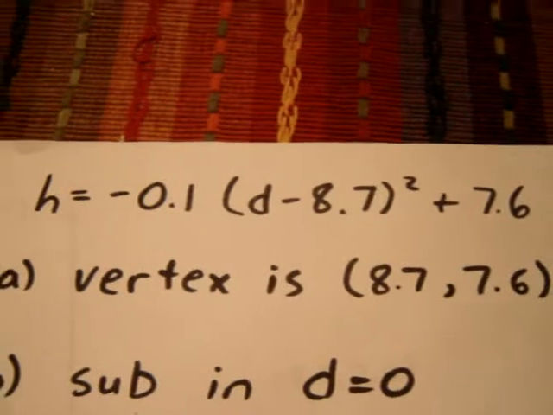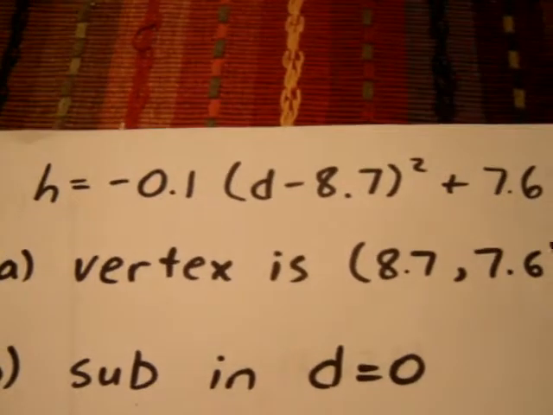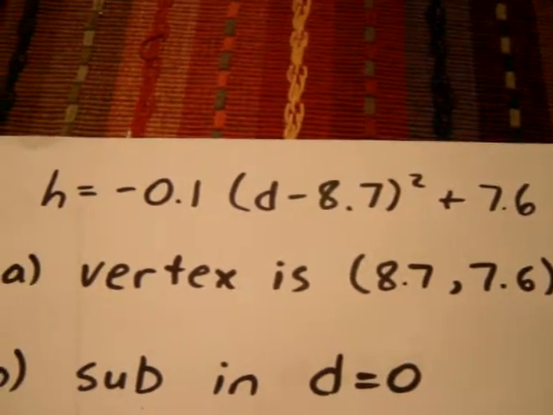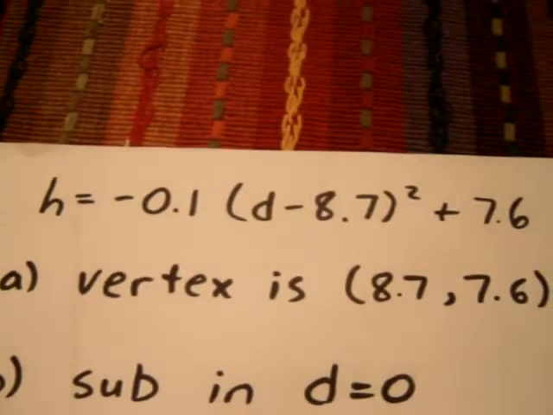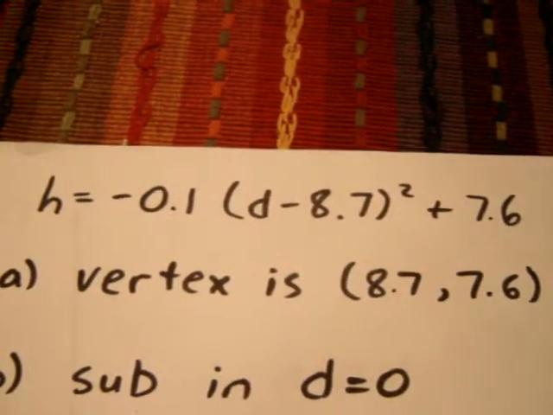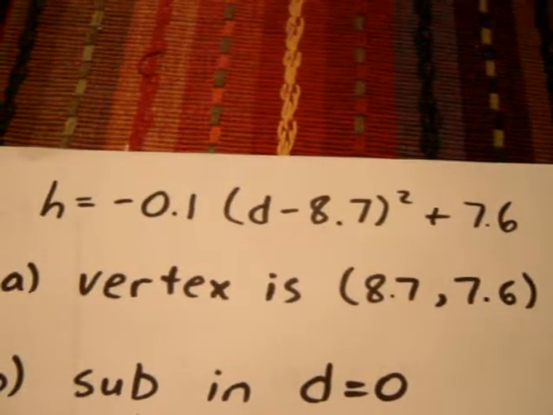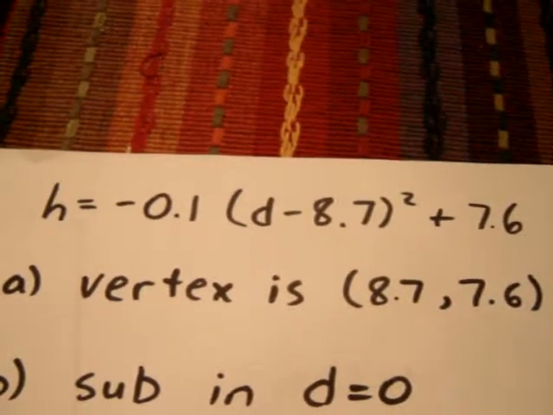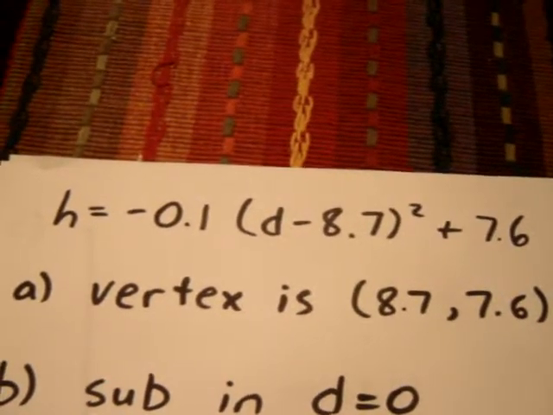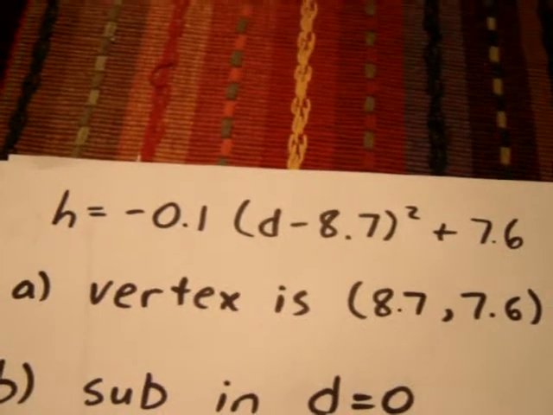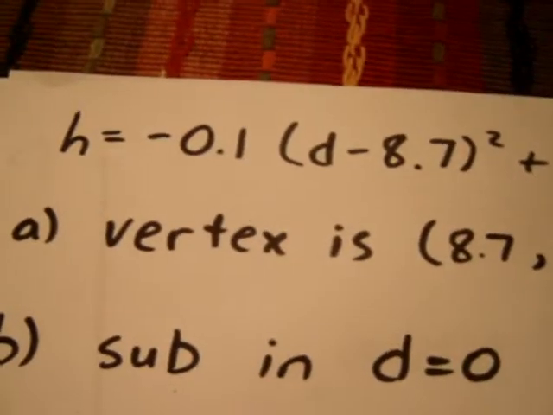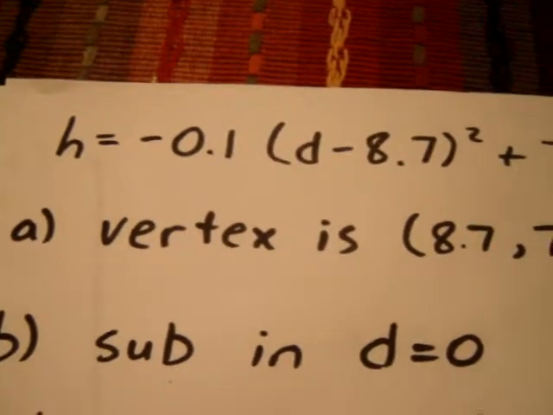Question B then asks, what is the football's initial height? Well, the word initial means beginning or starting. And when it says what is the football's initial height, it wants to know how high in the air it is at the very, very start. Well, we know that at the very start, the d value, or in other words, the horizontal distance traveled by the football, is 0, because it hasn't been kicked yet. It's just at the very instant of it being kicked. So for us to find the height, we will simply sub in a d value of 0.